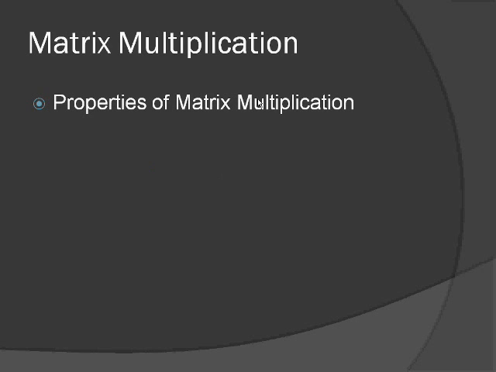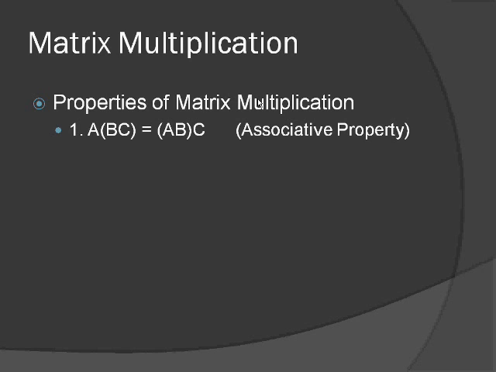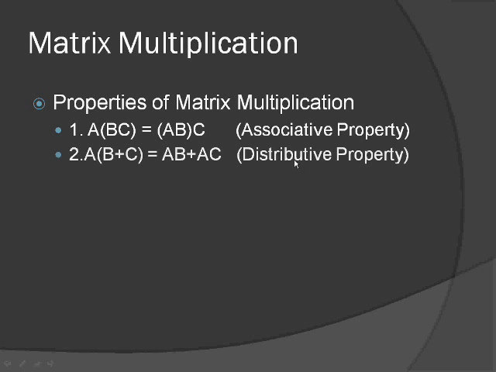Properties of matrix multiplication. We will start off with the associative property. Please note that the product of BC times A is equivalent to the product of AB times C. Moving on to the distributive property. Please note that the sum of BC times A is equivalent to the product of AB plus the product of AC.